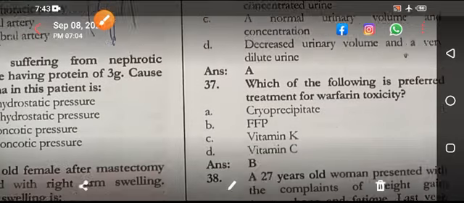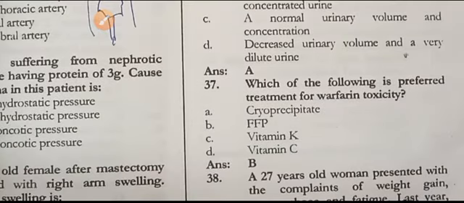Which of the following is preferred treatment for warfarin toxicity? The answer is FFP. And if asked what is the antidote of warfarin, the answer is vitamin K.